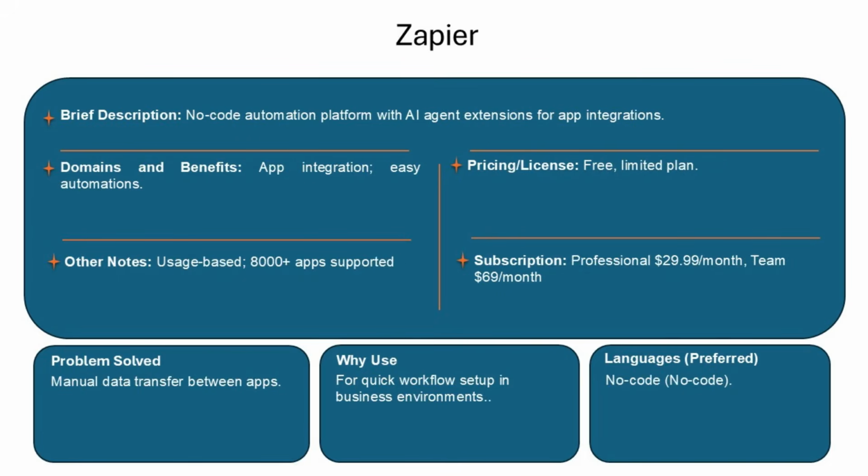Zapier: a no-code automation platform with an AI agents extension for app integration. The area of domain is app integrations, and the benefit is easy automation. The price and license: there is a free limited plan, Professional at $29.99 per month, and Team at $69 per month. Why use it? For quick workflow setup in business environments. The problem solved is manual data transfer between apps, and the preferred language is no code. Other notes: usage-based, 8,000-plus apps supported.